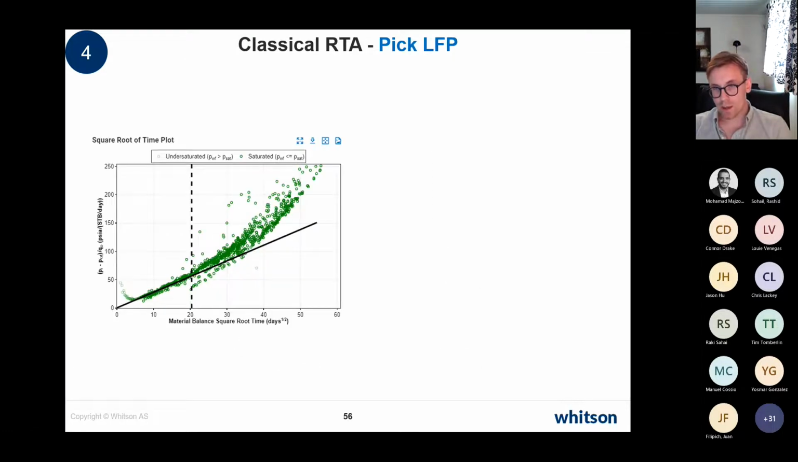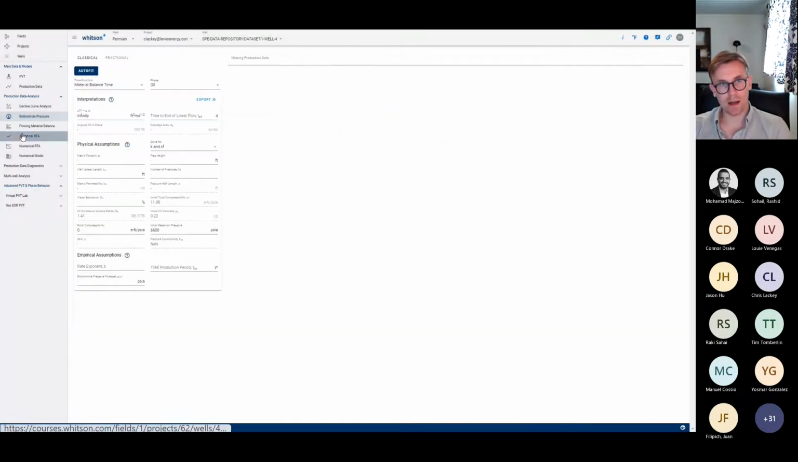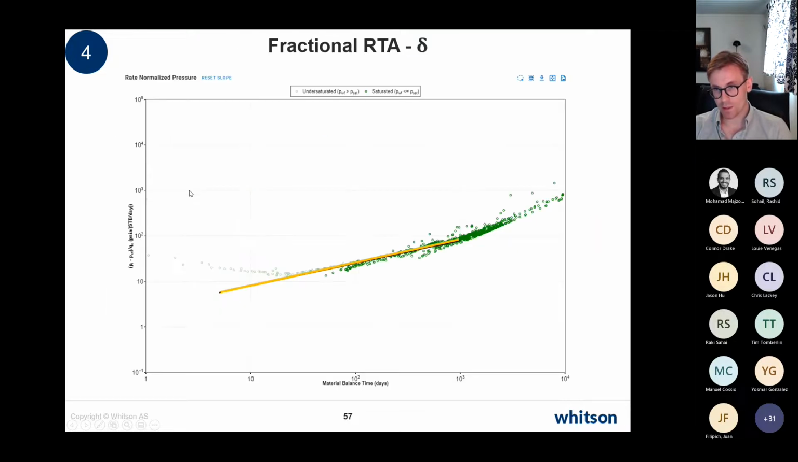On the classical RTA plot, you can use the autofit option, or you can try to fit it yourself on the screen when we get that, but you'll most likely have something that's close to, and we'll add production data there, but that's close to 24,000. So that's again just the slope of this line right here. The inverse of that slope is basically what we have as our LFP. And the time to end of linear flow is what gives us an OIP estimate.